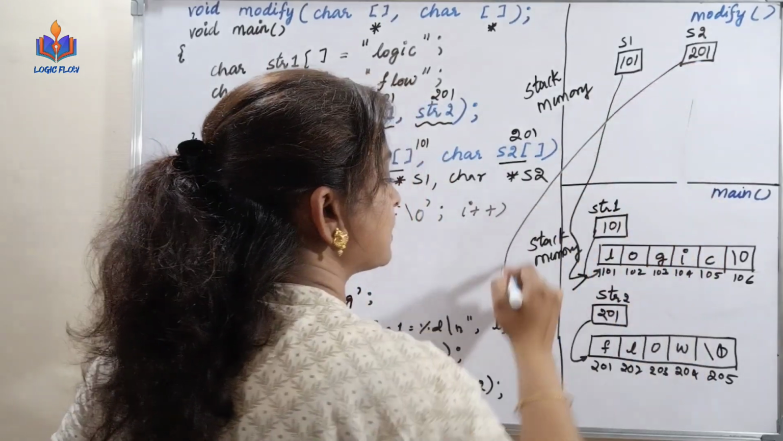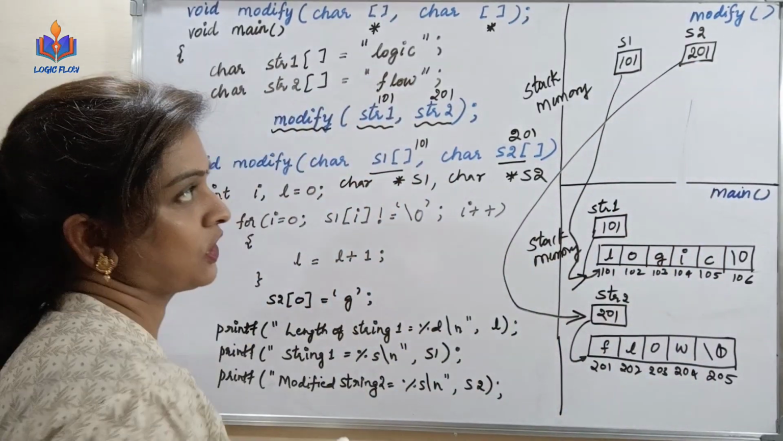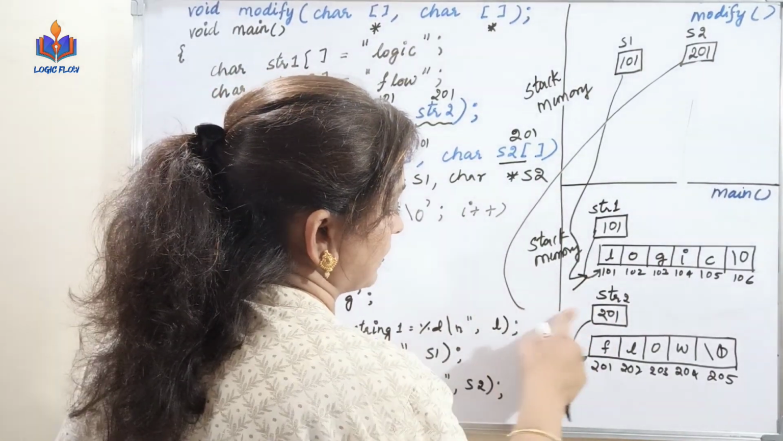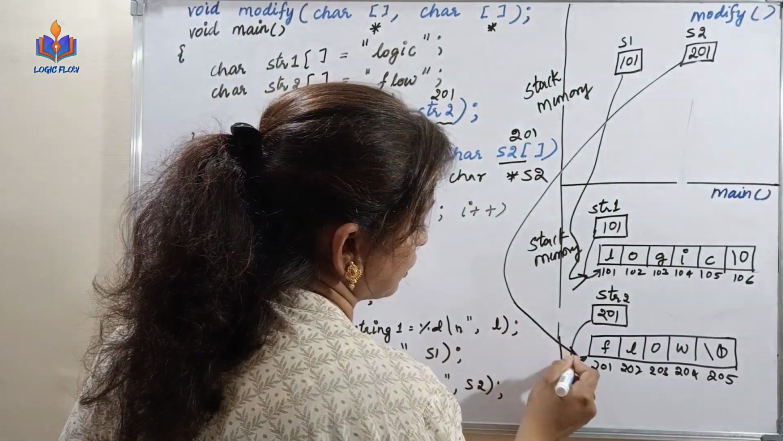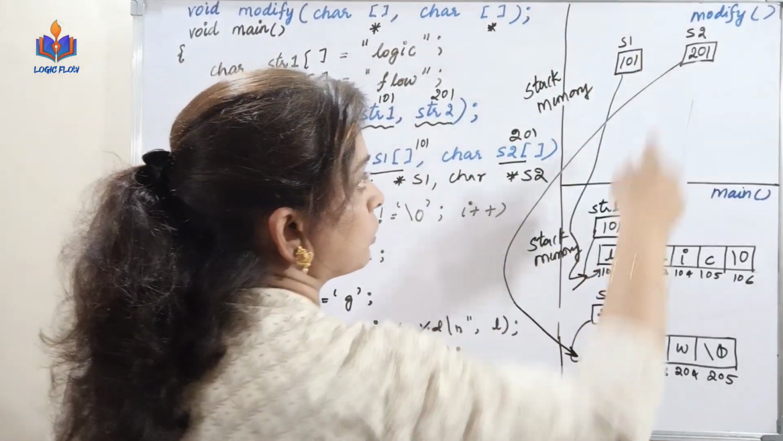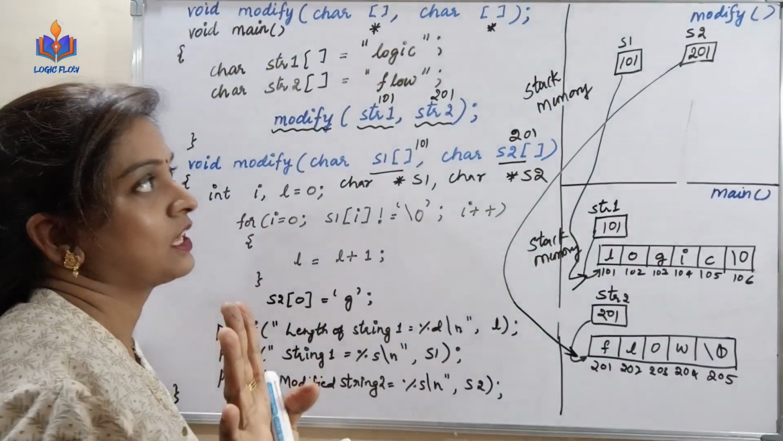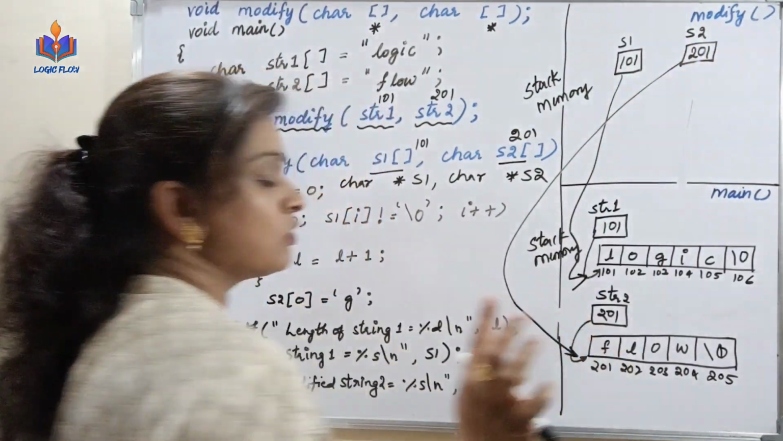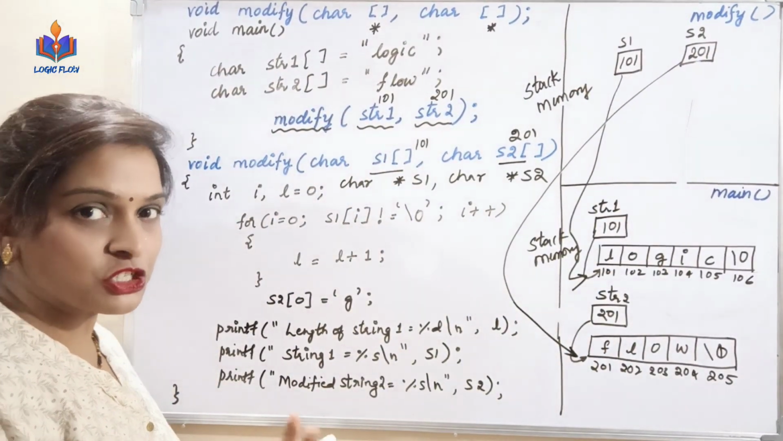It is pointing to this location. This is pointing to 101, or I can just write it like this. It is pointing to 201. S1 is pointing to 101 and S2 is pointing to 201. Hope you have understood this.